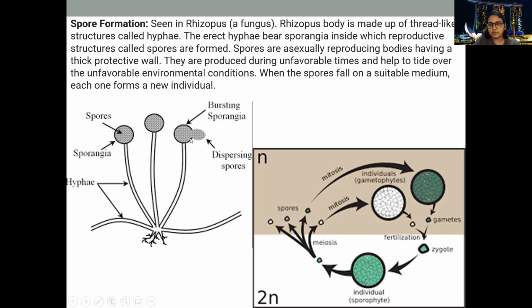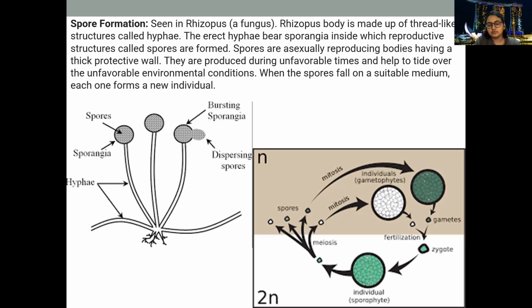So this Rhizopus body is made up of hyphae, and at the top of the hyphae there are sporangia, which are actually the sacs which bear the spores. Spores are the reproductive structures. Spores are asexually reproducing bodies having a thick protective wall. They are produced during unfavorable times and help to tide over the unfavorable environmental conditions. When the spore falls on a suitable medium, each one will form a new individual.